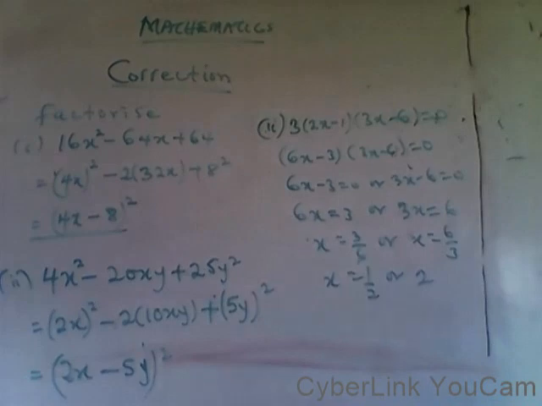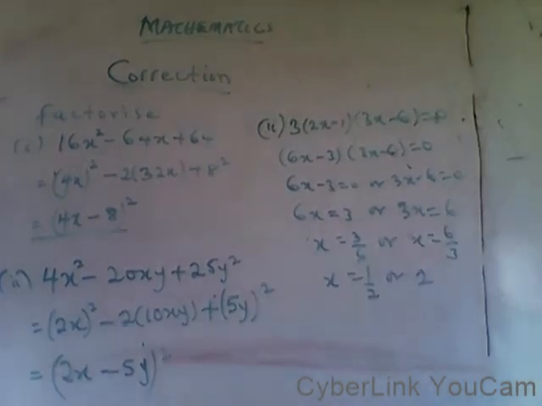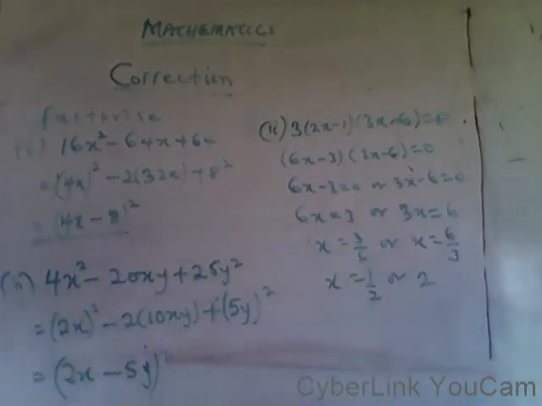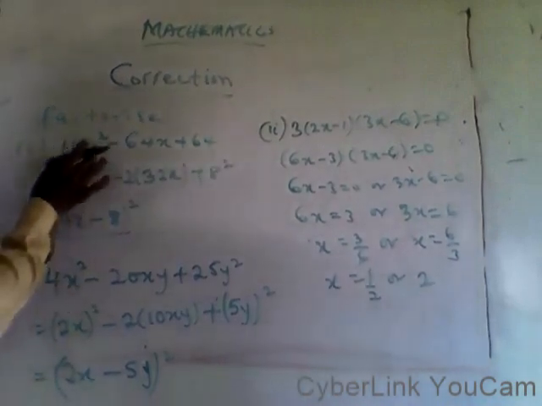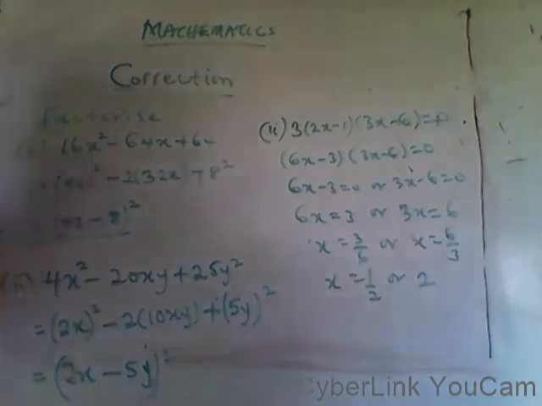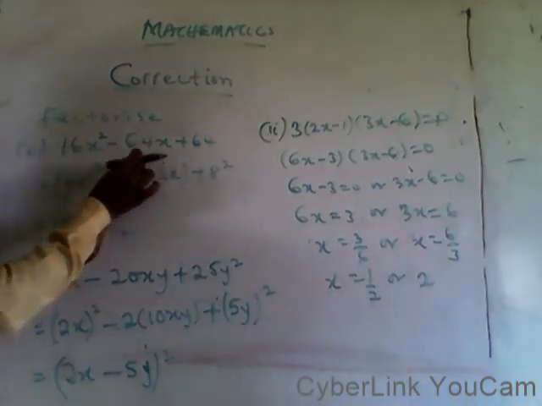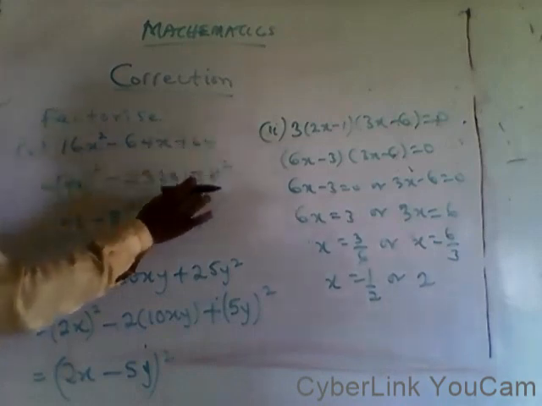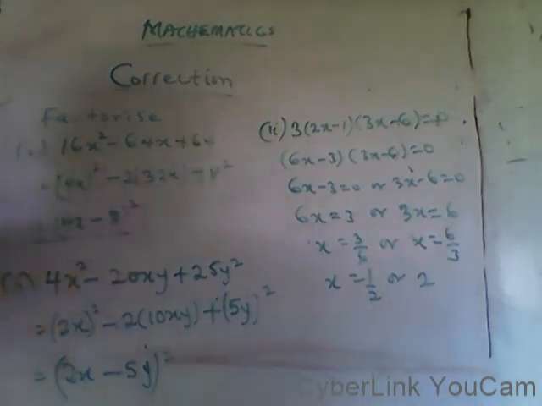So how do you factorize this? If you look at your 16x squared minus 64x plus 64, it can be factorized as follows. You can rewrite your 16x squared as (4x) squared, right? And you can write your 64x as 2 into bracket 32x. Then you can write your 64 as 8 squared. So you can have it like this.